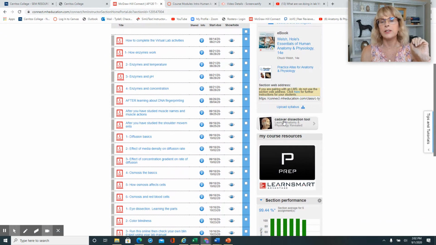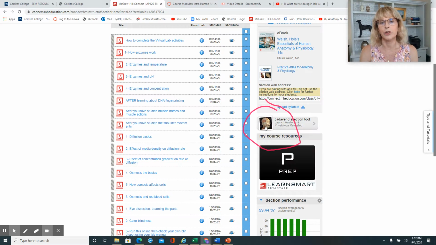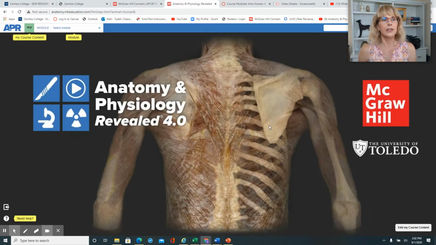So do you see this cadaver skull right here? Let me use red. All right, here, cadaver skull, right? If you go to that cadaver skull, it actually takes you to a dissection. So we're going to the dissection. Yay! All right. So there are different things we can do.